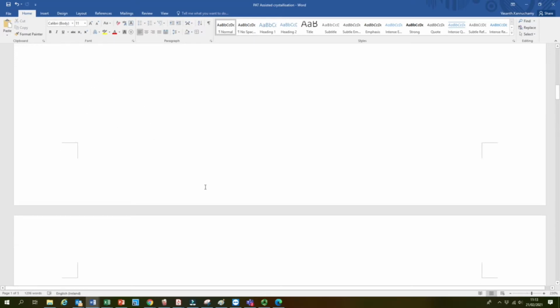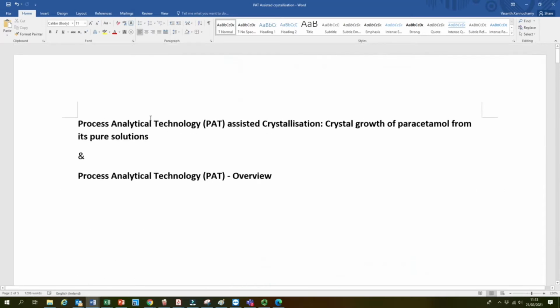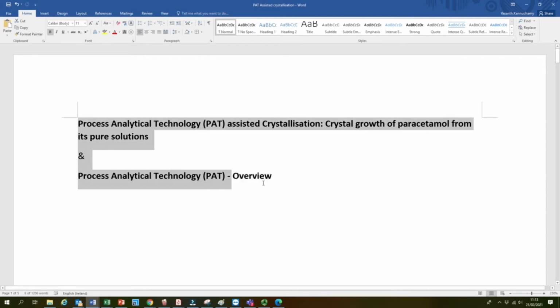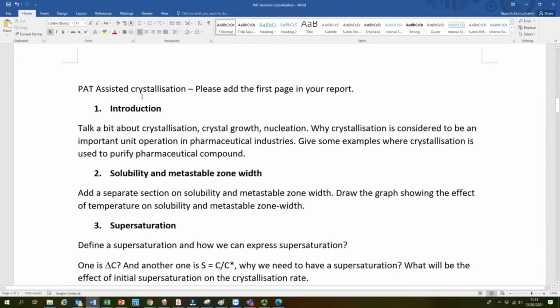I'm going to open the folder in Sulis, so you have to submit your assignment and any other report like a lab report, everything through Sulis. And this should be one document. Both the PAT-assisted crystallization and the PAT overview should be submitted as one single file. So that's your topic. And just to begin with, an abstract.